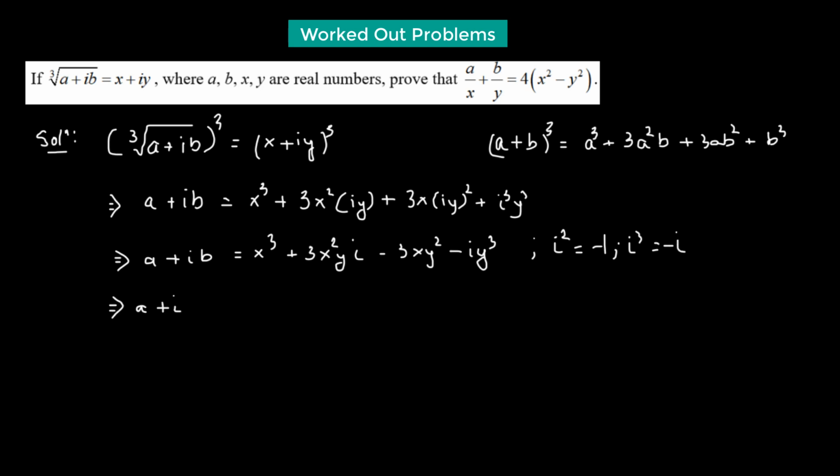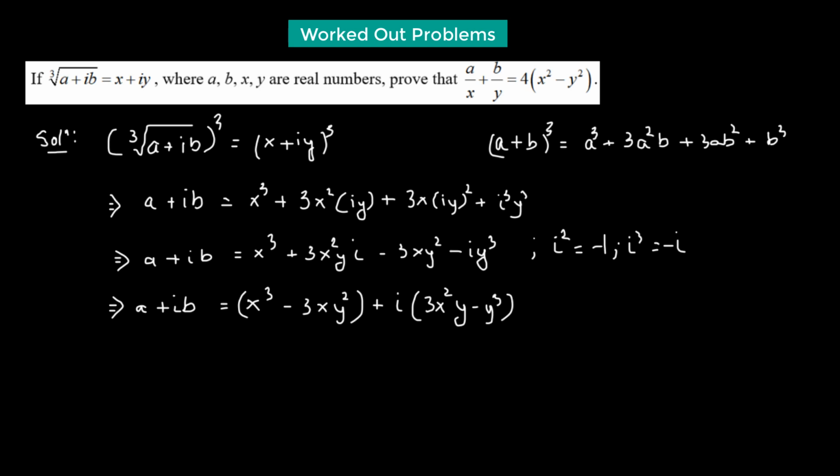Now we take the complex number on the right hand side and combine all the real terms together. So we have x cubed minus 3xy squared. So this will be the real part. And then we combine the imaginary part. So we have 3x squared y minus y cubed.